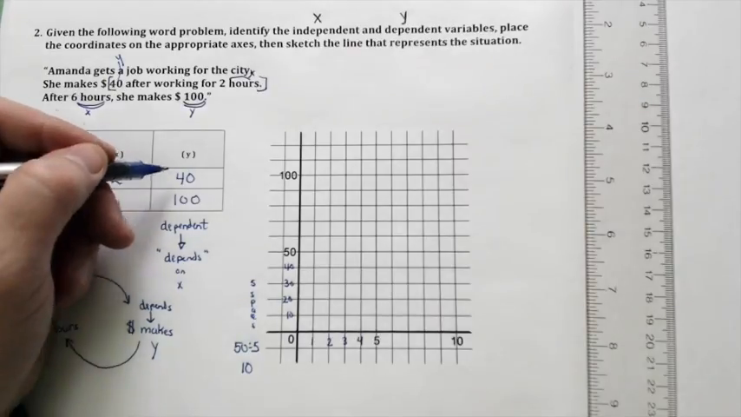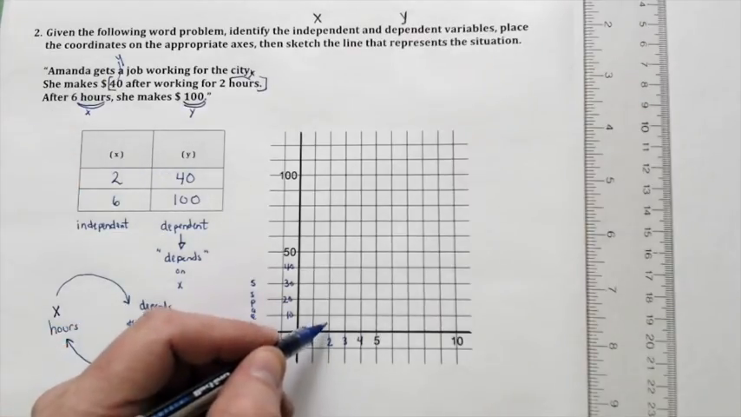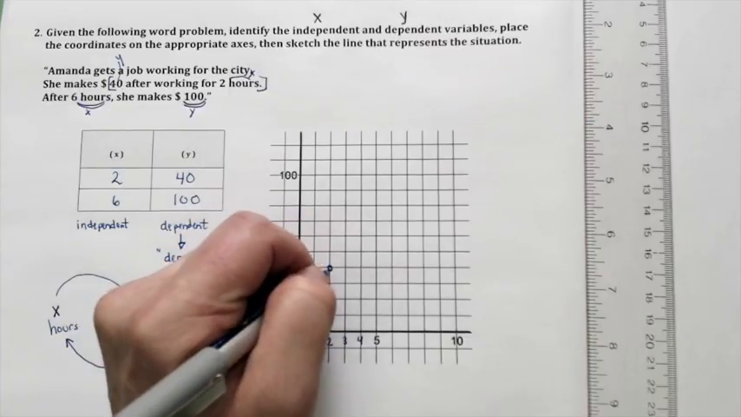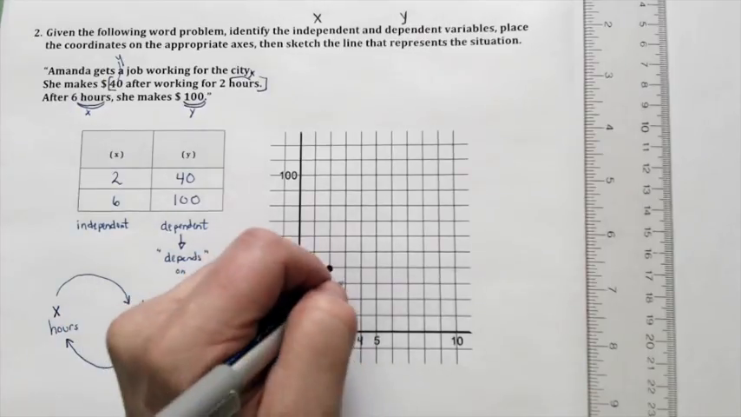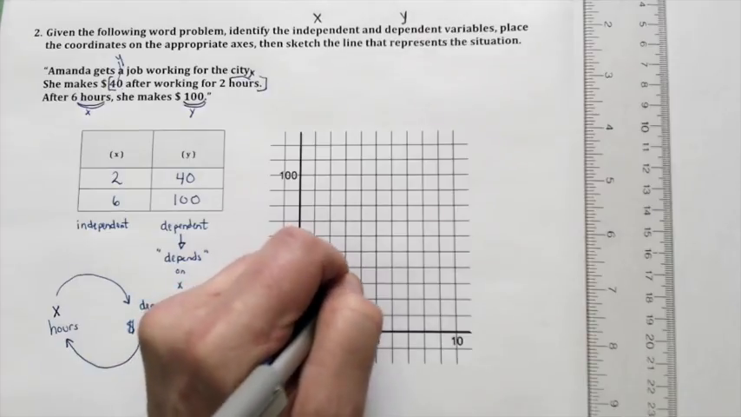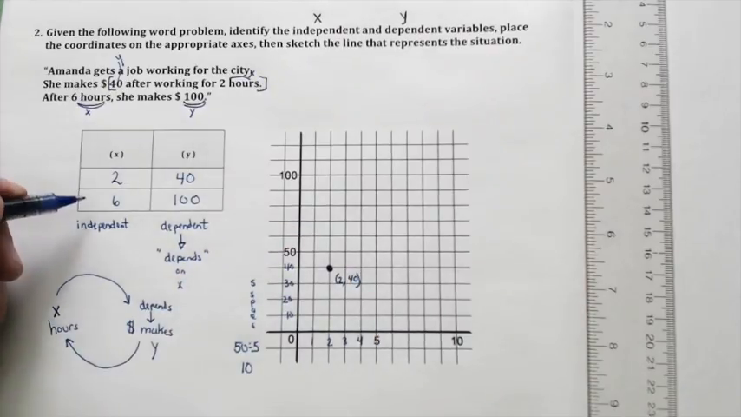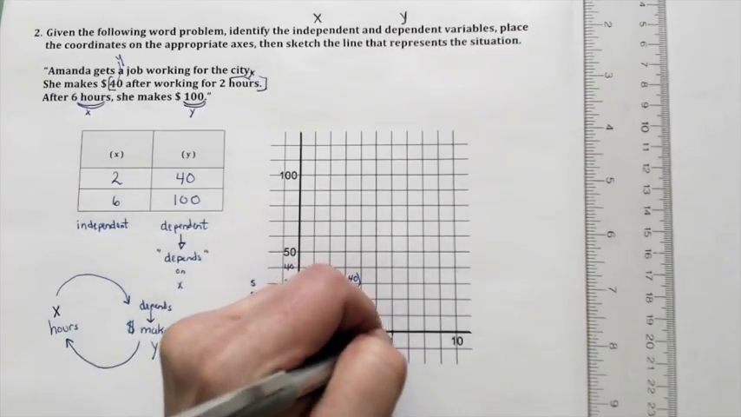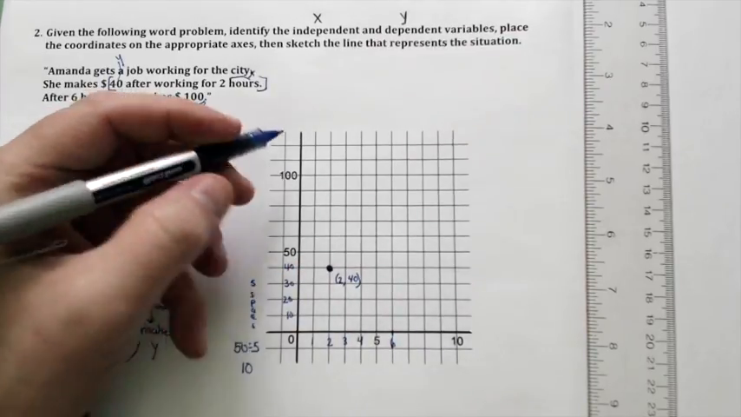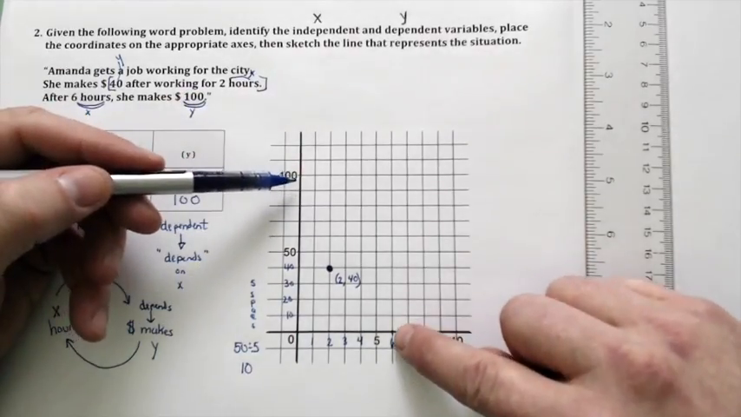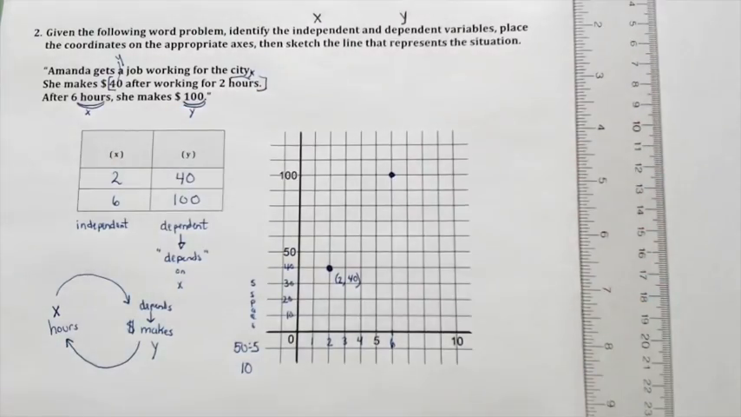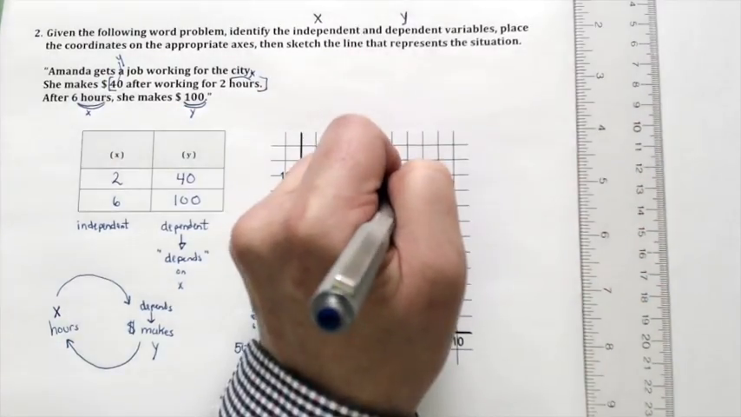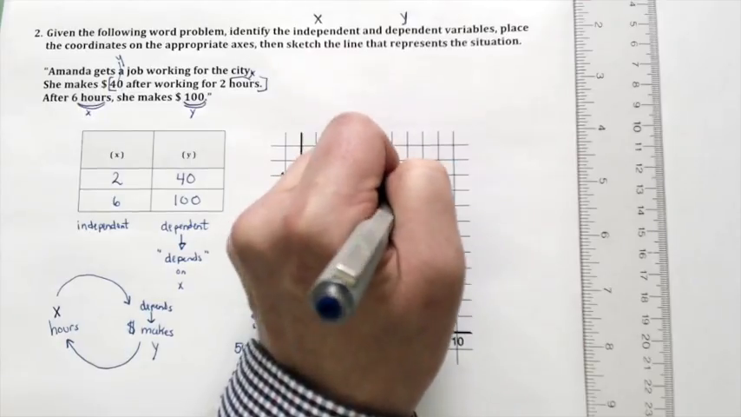So 2 hours, $40 earned. 2 hours is your X. $40 earned is right there. And there's my first point, which is (2, 40). I can label that. And the second point, (6, 100). Well, here's where the X is 6, and here's where the Y is 100. And so if you kind of think about where that 6 is going to meet that 100, that's going to be right there. And I'll label that one. 6 for the X, 100 for the Y.